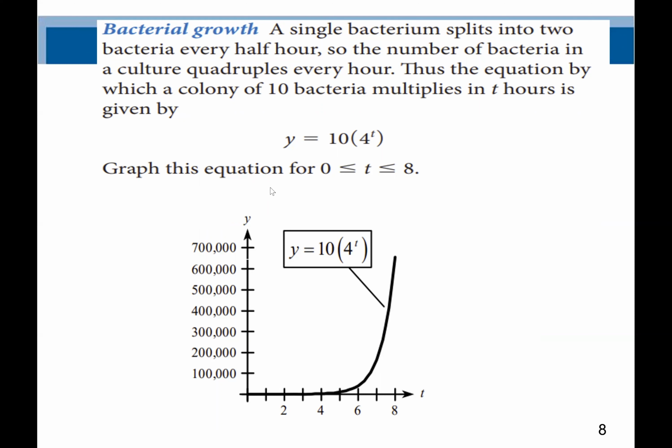The question says we should graph the equation for the time t between 0 and 8. So this means our interval will be from 0 to 8. Now when t is 0, we are going to get 10, because 4 to the power 0 is 1, and 1 times 10 is 10. And when t is 1, it will be 40. When t is 2, 4 to the power 2 will be 16 times 10, so 160. So again, here we are going to have exponential growth, and this will be our function after we get enough points.